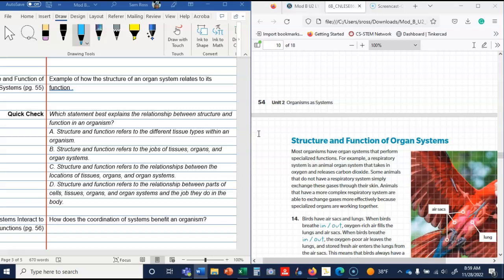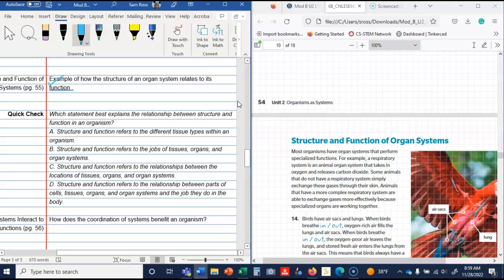For example, a respiratory system in an animal is an animal organ system that takes in oxygen and releases carbon dioxide. Some animals do not have a respiratory system simply to exchange gases through their skin. Some have a more complex respiratory system to exchange gases more effectively. So it really depends on the animal how the organ system is designed, I guess you could say. So for this example, you could say the respiratory system is designed to take in oxygen and release carbon dioxide, and that this respiratory system varies between different animals, okay?